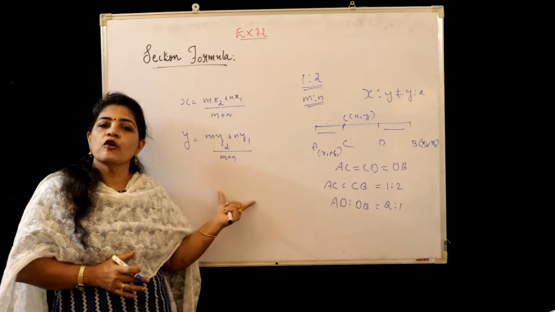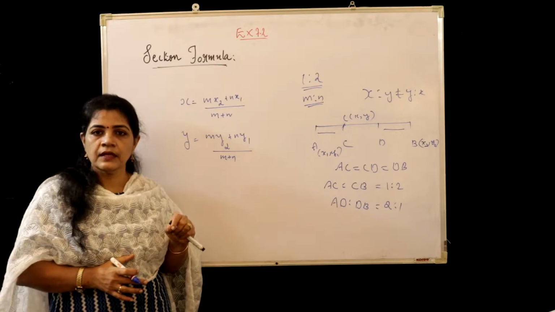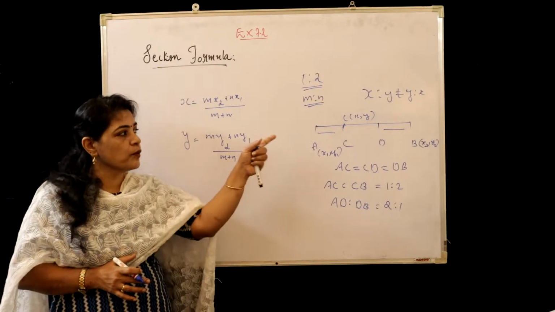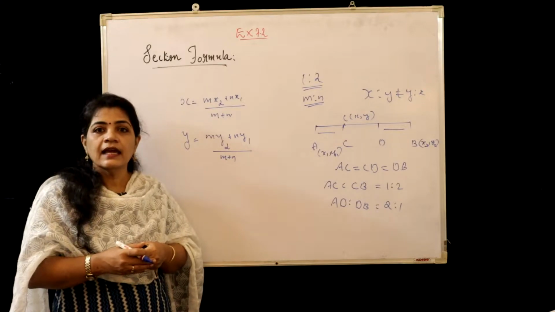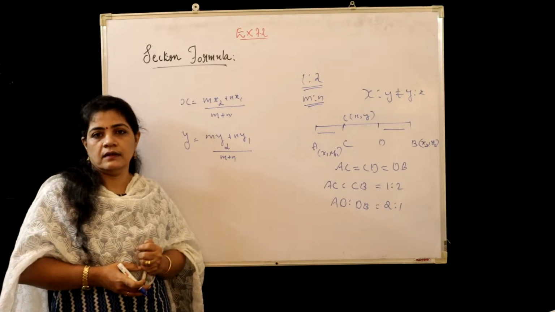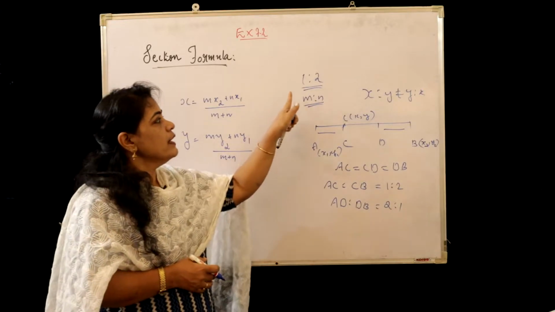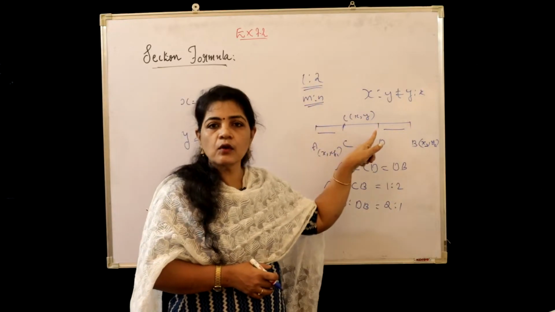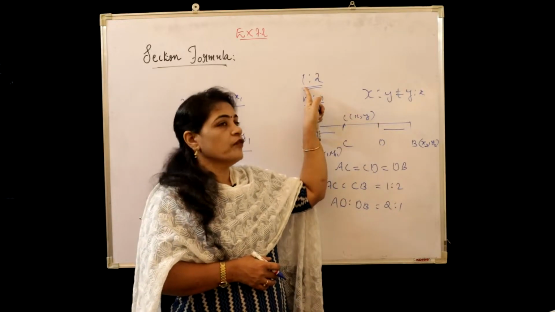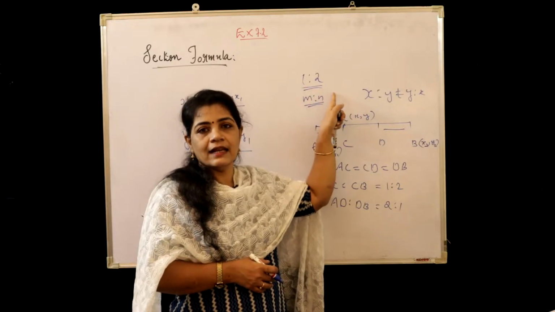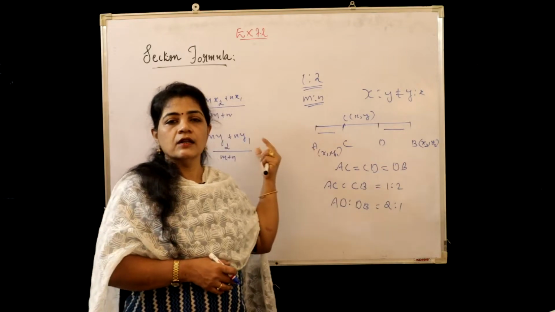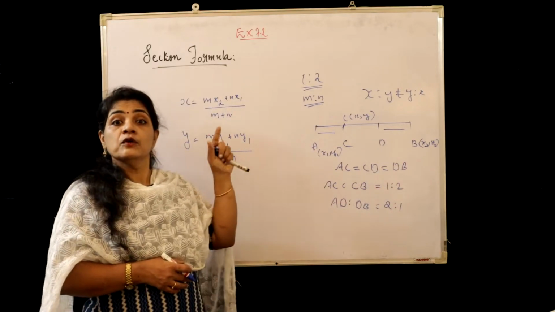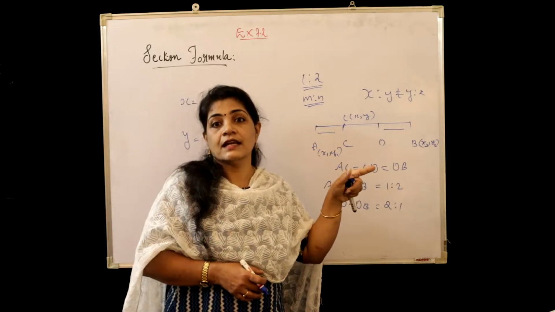Okay, so this is the formula to get the coordinates of the point which is dividing the line segment AB in the ratio m:n. For example, in this case, in order to get the coordinates of C, in place of m you can substitute 1 and n as 2, and using the coordinates of A and B in this formula you will get the coordinates of C, that is x comma y.